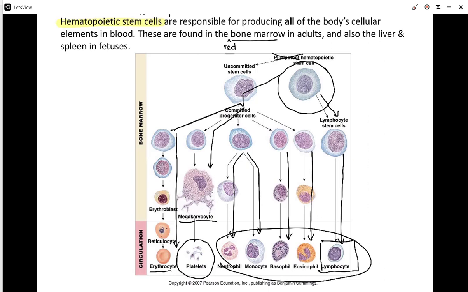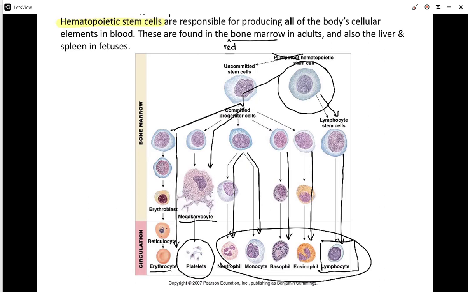So let's say that I'm a hematopoietic stem cell and I'm located in the red bone marrow, and the body needs more red blood cells for whatever reason. Well, why would the body need more red blood cells? Let's answer that question. The body was not transporting oxygen well enough. So that would definitely be a trigger that would say, hey, we need more red blood cells.